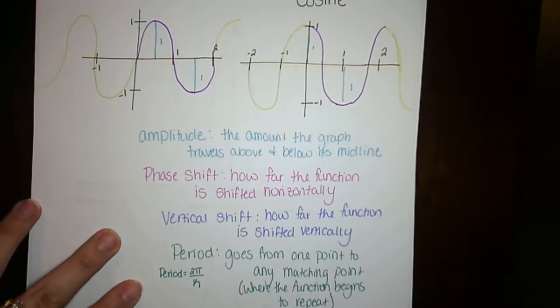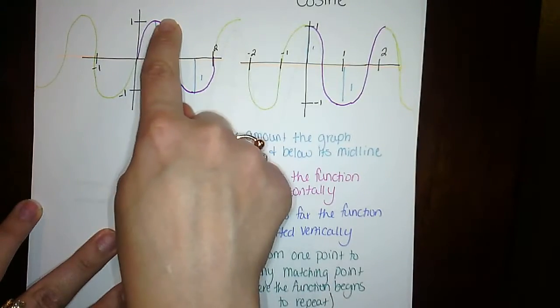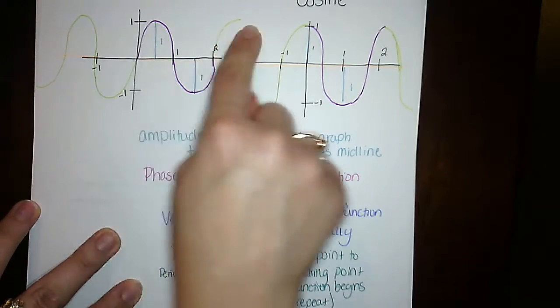Vertical shift is how far the function is shifted vertically. So if this midline were to come up here, then my vertical shift would be 1. And so my new midline is 1.